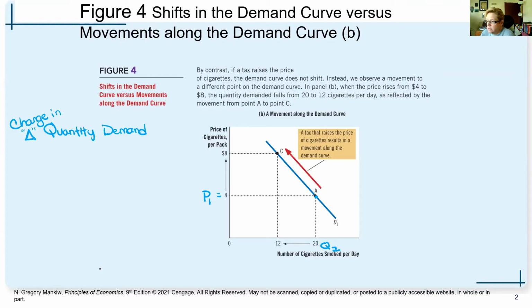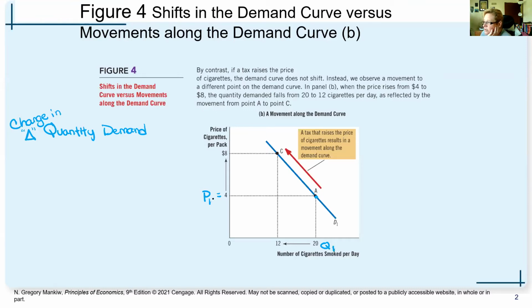Whoops, I need to erase that. Oh, done. This is where I always have fun. And let's see, Control P. Come on, baby. Okay, Q1.